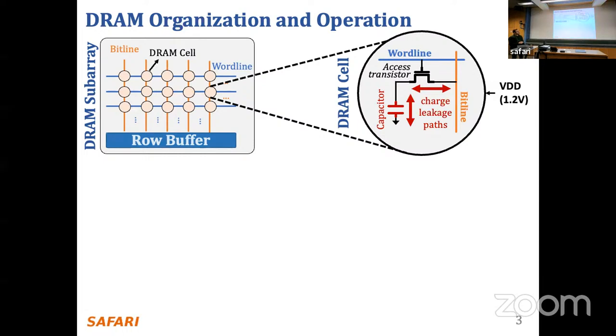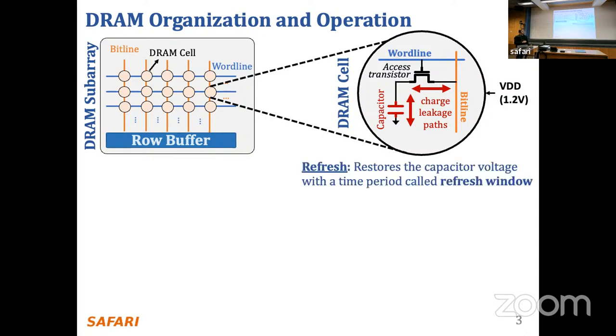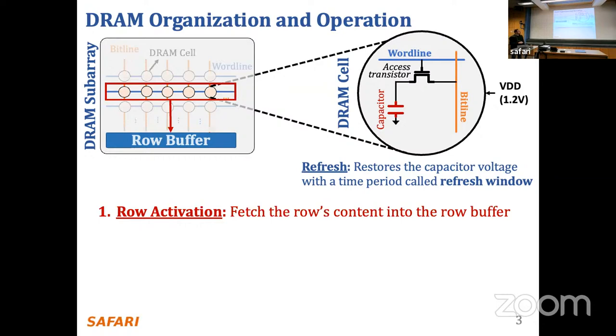DRAM has this intrinsic problem of leakage, right? We have multiple charge leakage paths, and these cause the capacitor to lose charge over time. We need to perform a refresh operation to restore the capacitor voltage periodically, with a time period called the refresh window. To access a DRAM cell, as I said, we need to assert the word line and activate the cell. This operation is called row activation, which basically fetches the row's contents into the row buffer.